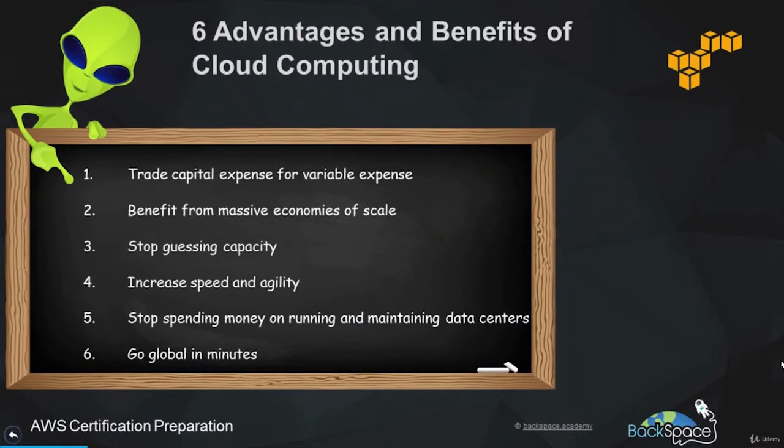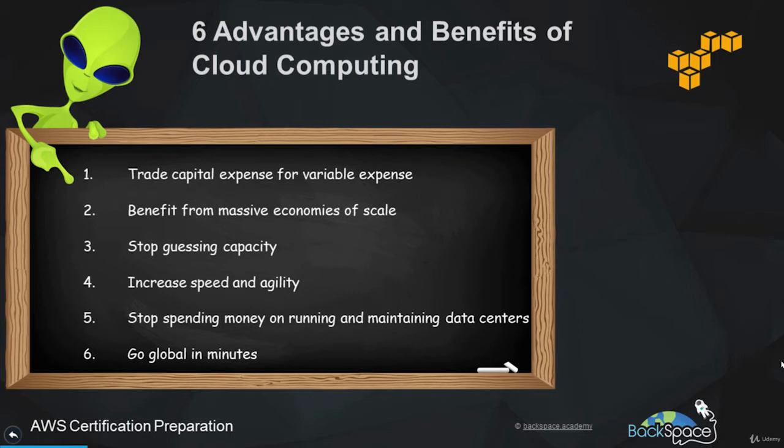AWS defines 6 advantages and benefits of cloud computing. First off, we're going to be trading capital expense for variable expense. So what that means is we're not going out and buying major equipment. We're not going out buying network servers. We're not going out and buying office space to house it. We're not going out and buying air conditioners. And we're trading that for a variable pay-as-you-go expense that we can estimate with high accuracy and we can write off immediately.